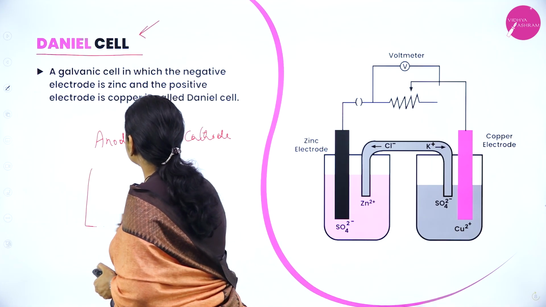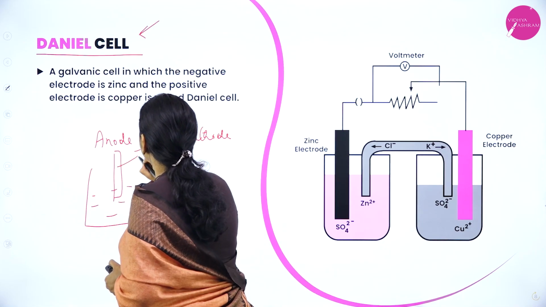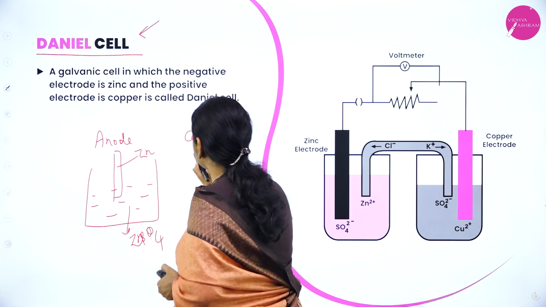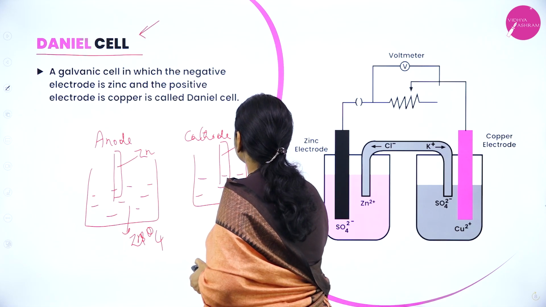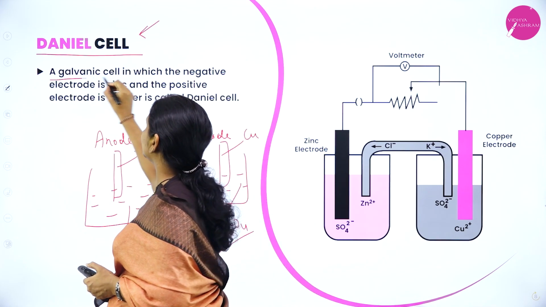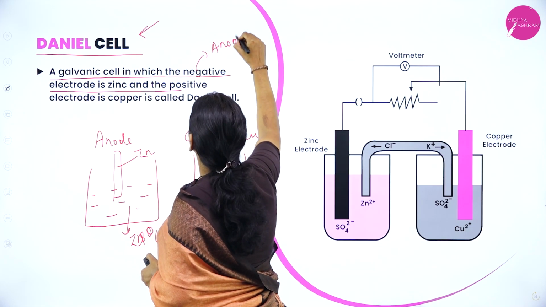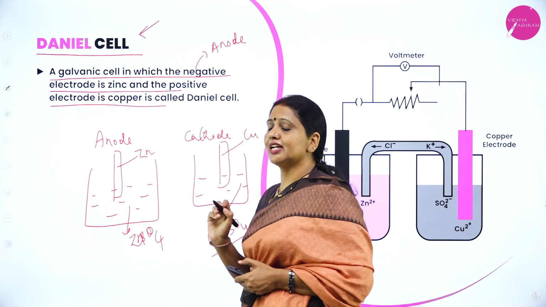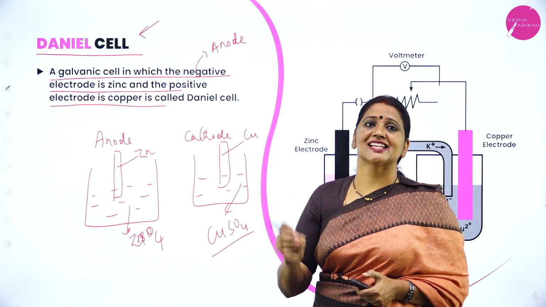Anode is zinc rod dipped in zinc sulfate solution. Cathode is copper rod dipped in copper sulfate solution. A galvanic cell in which the negative electrode, that means anode, is zinc, and the positive electrode is copper, is called as what? Daniell cell.